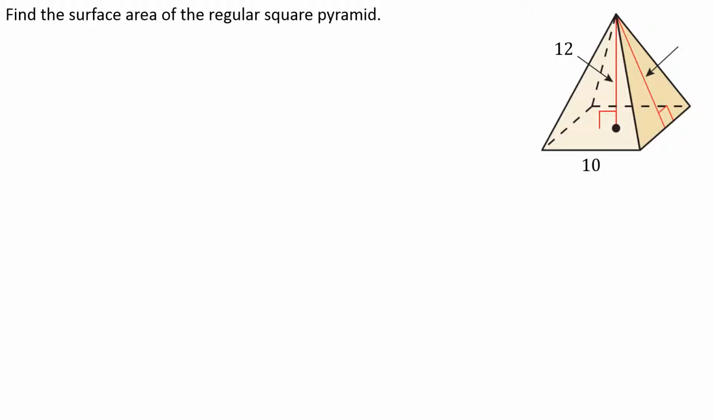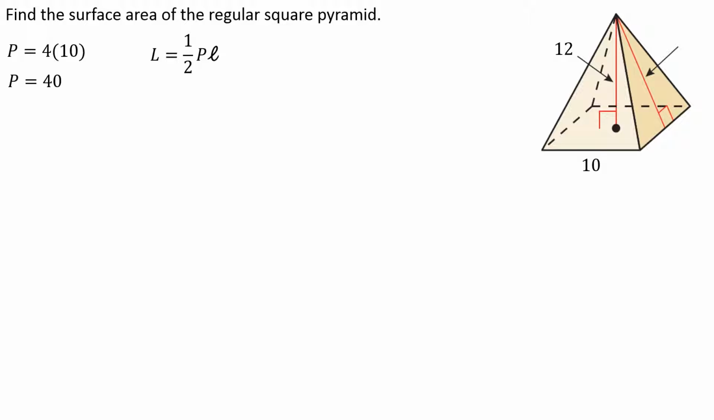A little bit more straightforward because it's a square base. That's going to be super easy. Perimeter, 4 times 10. 4 times 10 is 40. Lateral area, 1/2 times the perimeter times the slant height.